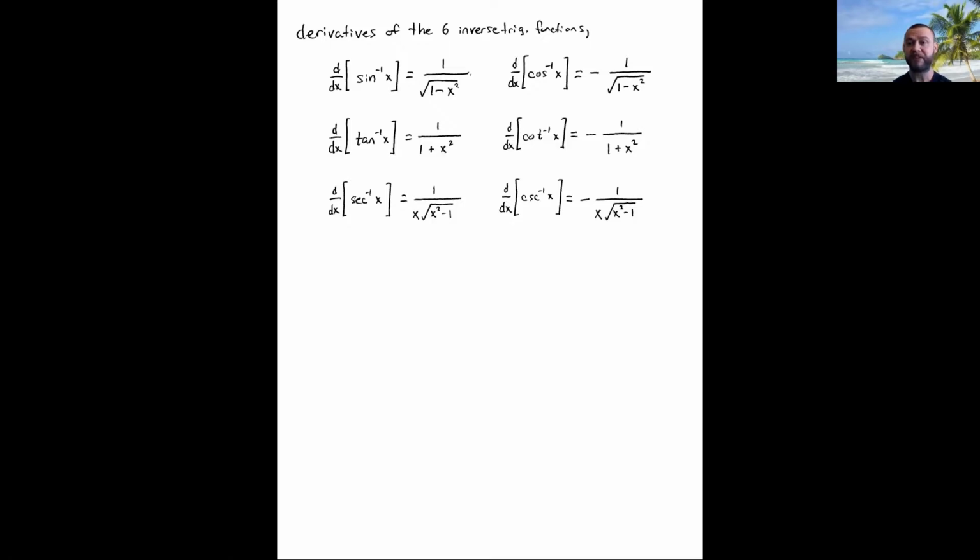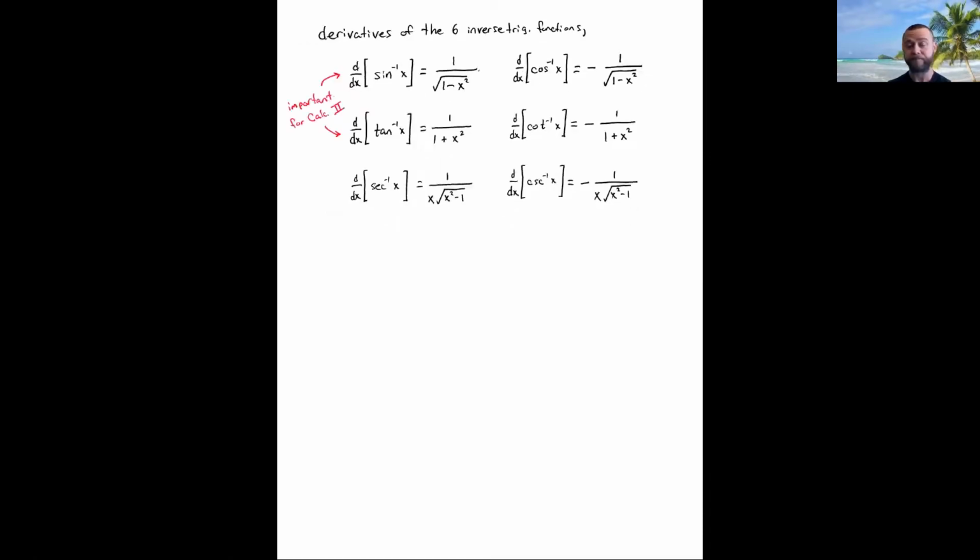All right, so just basically memorize all 6 of these. That's going to make homework problems, quiz, and exam questions go as efficiently and quick as possible. And also some things you'll be getting to maybe in Calculus 2 will build off of that. Now for Calc 2, all 6 aren't important, just sine inverse and tangent inverse for their derivatives.